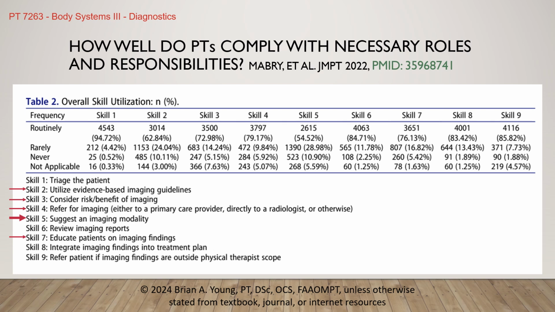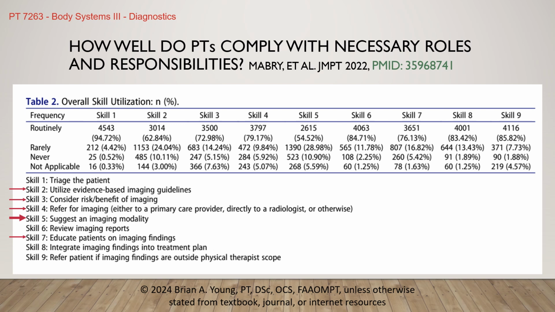Triage the patient, right? Appropriateness to PT care. Utilize evidence-based imaging guidelines. Consider risk and benefit of imaging. Number 4, refer for imaging when it's indicated. Number 5, suggest a modality. Number 6, review the imaging reports. 7, educate patients on imaging findings. 8, integrate imaging findings into treatment plan. And number 9 is refer a patient if imaging findings are beyond the scope of the PT.